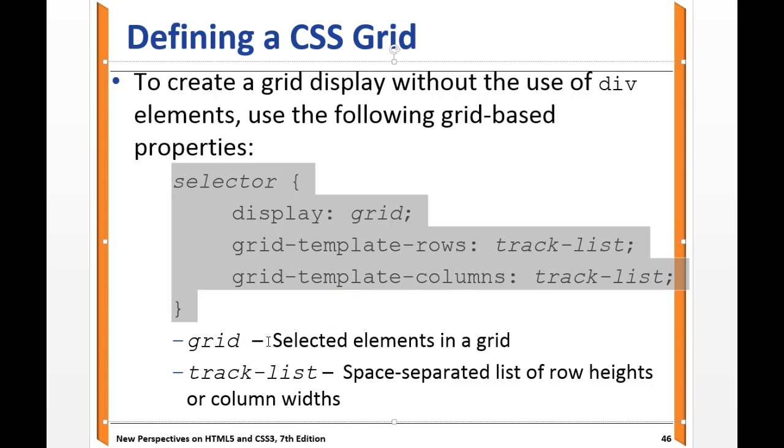The grid keyword for the display property establishes that the selected elements will be displayed as a grid. The number of rows and columns in the grid are set by the grid-template-rows and grid-template-columns properties, where track list is a space-separated list of row heights or column widths.